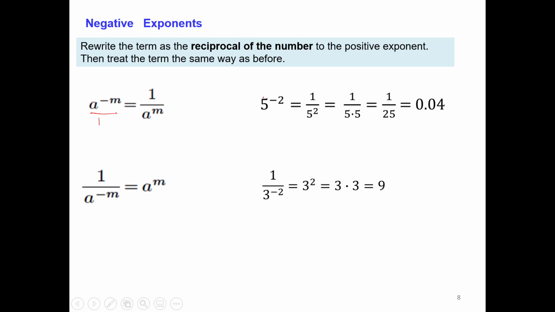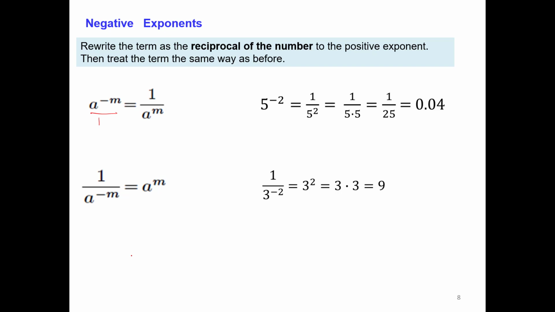For example, if we had 5 to the minus 2 power, we can rewrite this as 1 over 5 to the second power, and we know how to solve this. 5 to the second power is 25. Then 5 to the minus 2 power is the same as 1 over 25. And if we want to write this as a decimal, it will be 0.04.